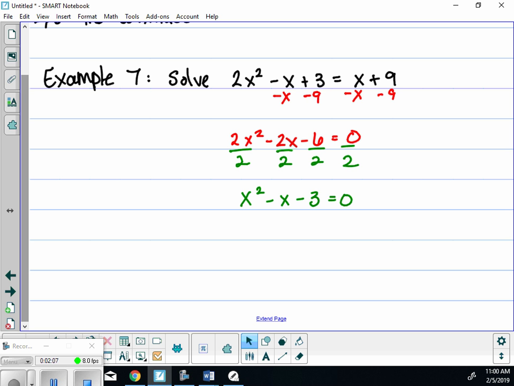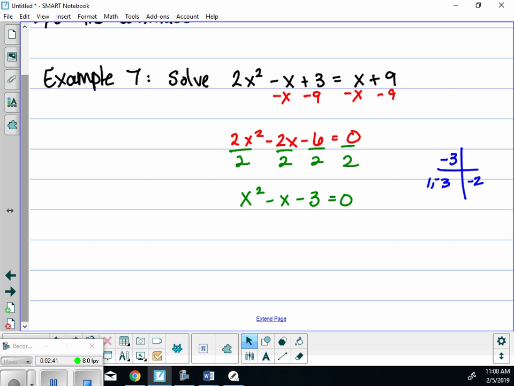So off to the side or in my head, I'm thinking, okay, what numbers multiply to negative 3? 1 and 3. And is there a way to add 1 and 3 and end up with negative 1? There's not. Okay, if we added those, we would end up with negative 2, not negative 1. So we can't factor it. So I'm going to work on completing the square.